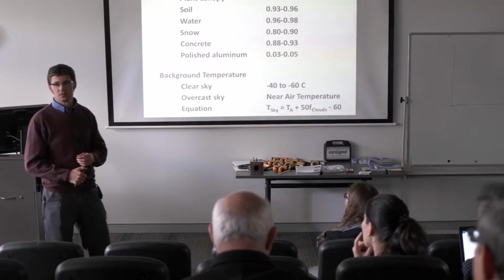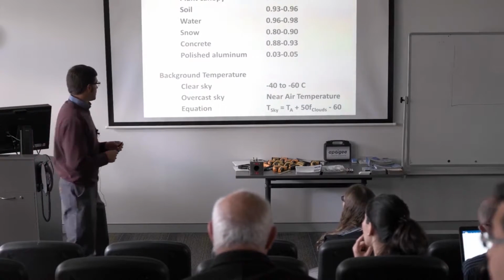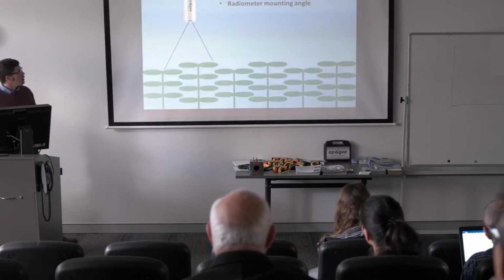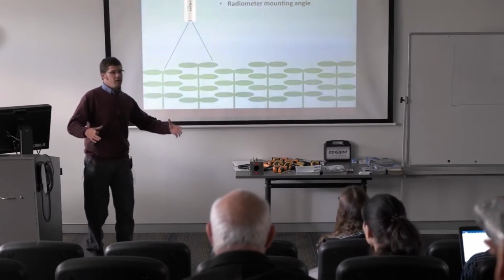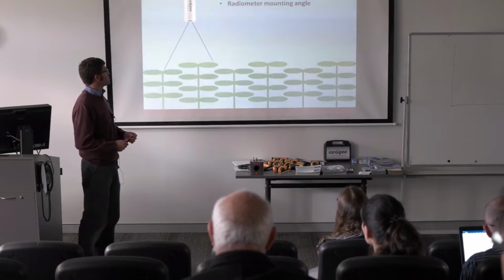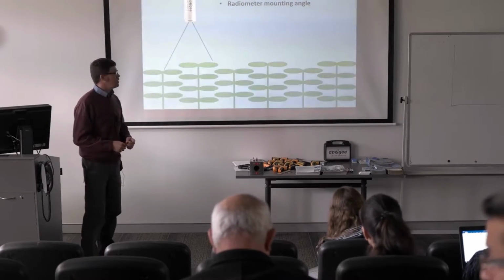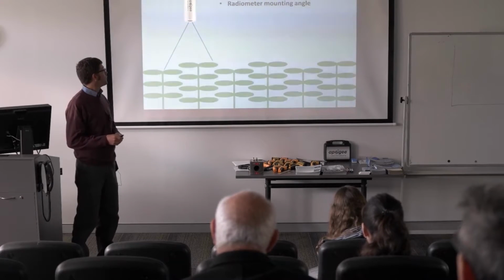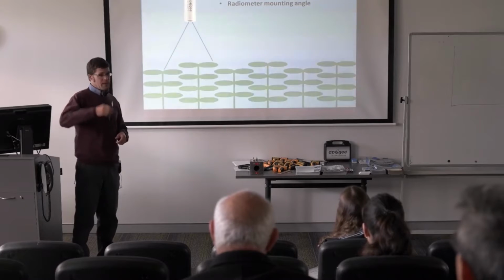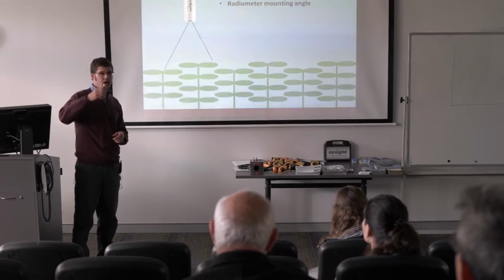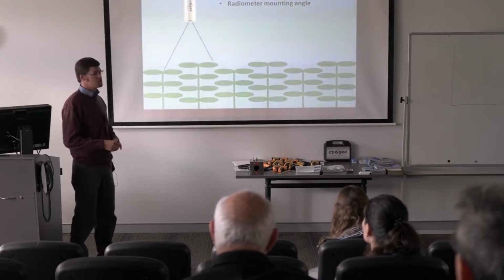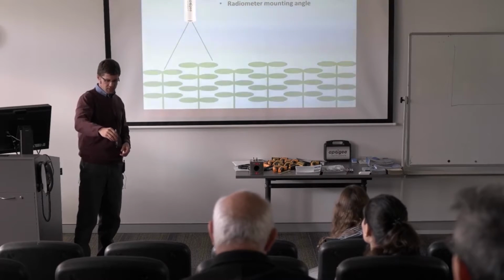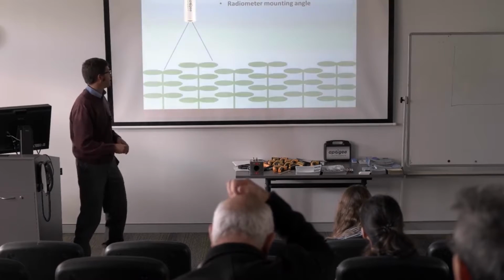Any other questions? Okay, so let's talk about field of view for a second. The actual area or footprint that's being measured by the radiometer will depend on three things. One of them is the field of view of the radiometer. One is the mounting height, or the distance of the radiometer from the surface that you're trying to measure. And the other one is the angle of the radiometer, whether it's looking straight down or at an angle.